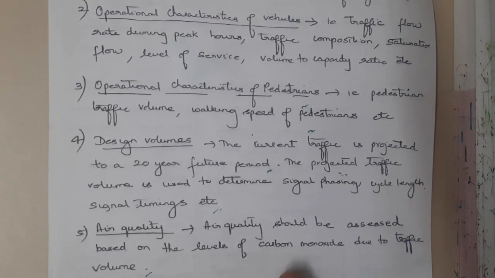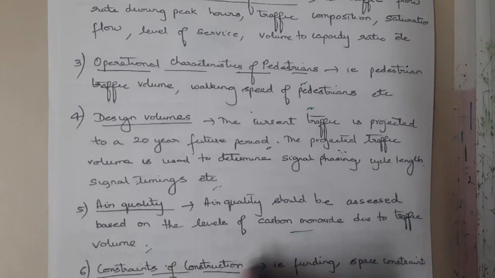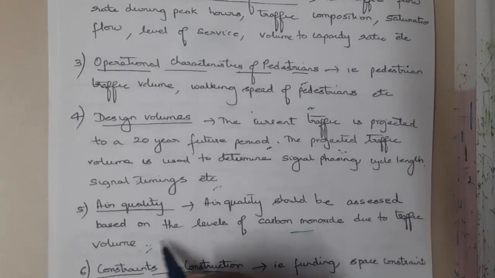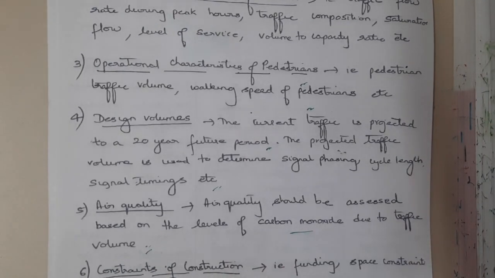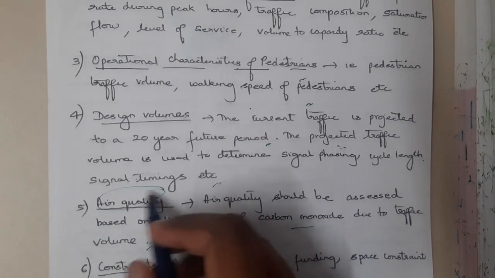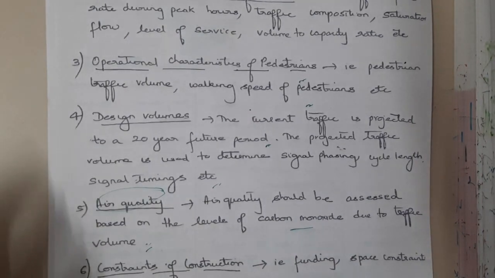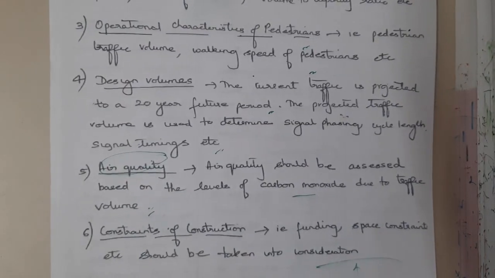Similarly, air quality. Air quality should be assessed based on the level of carbon monoxide due to traffic volume. Even in some places where the traffic is a bit high, or in popular places, we keep air quality sensors. They will tell you that this much noise is there, this much percentage of carbon monoxide is there, like that.